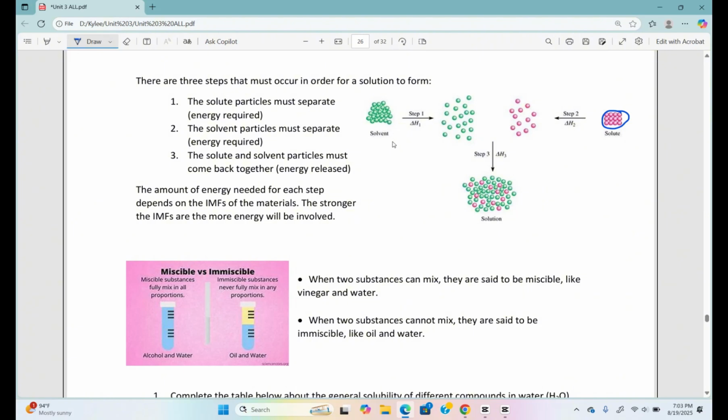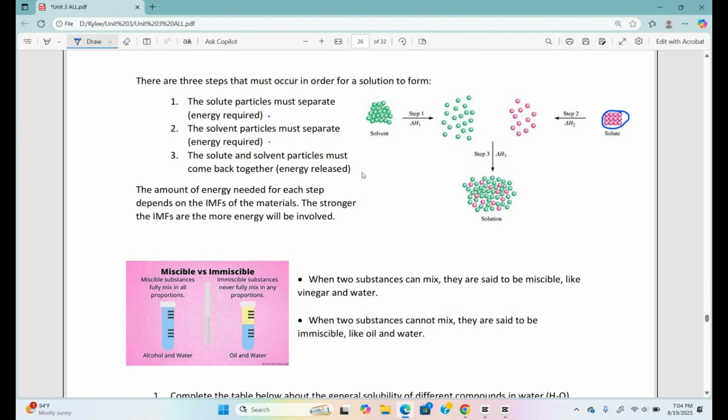Again, it's a series of steps. We have to look at the energy required to separate and the energy released when they come together to form the solution. Sometimes when we form solutions, the solution gets warm, which means the energy released is more than the energy that was required to separate them. However, sometimes we form solutions and it gets cold.